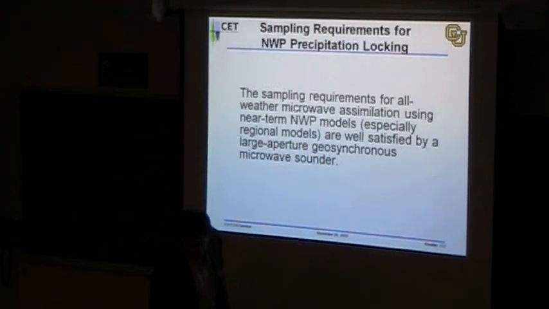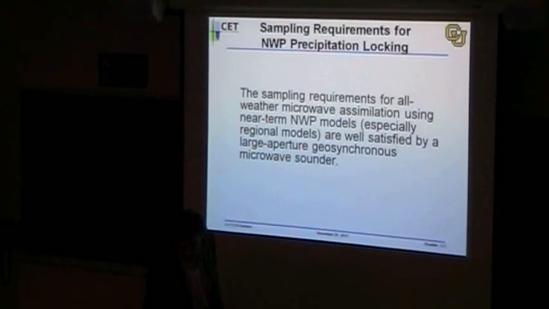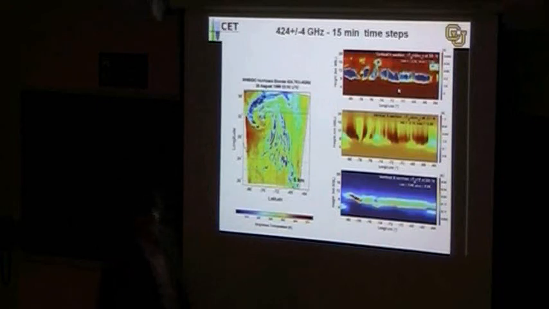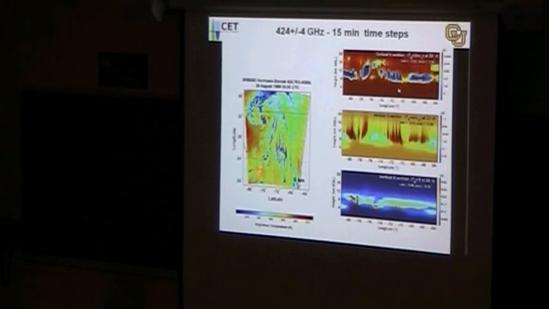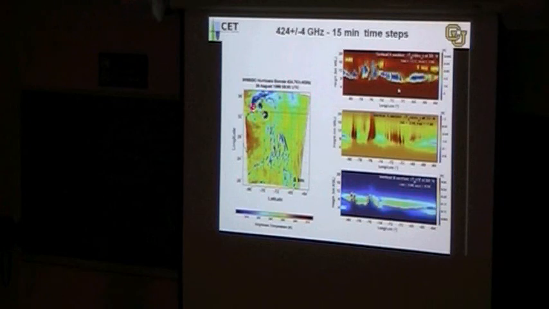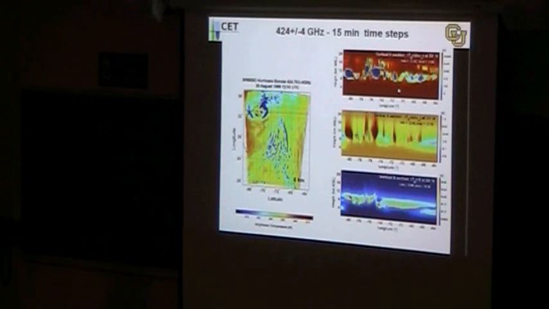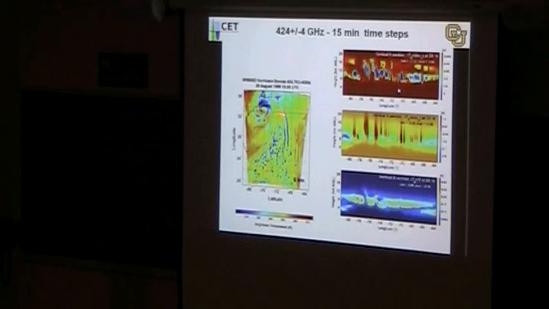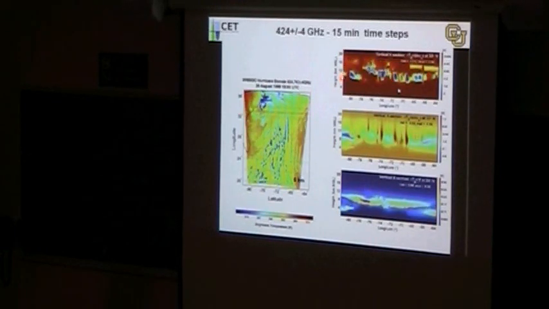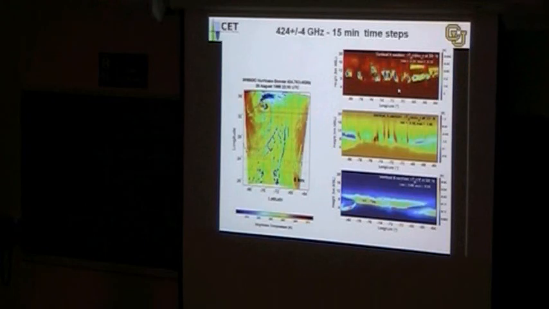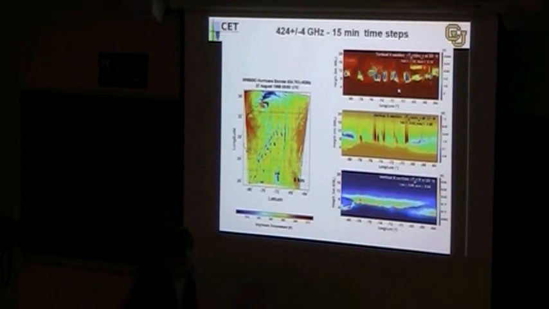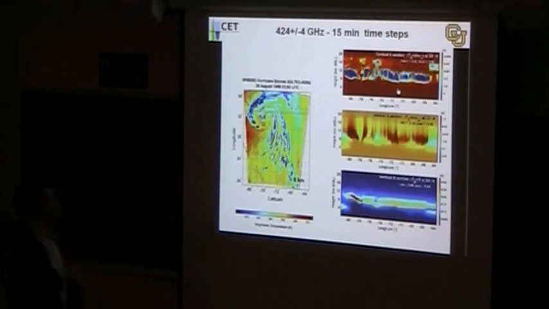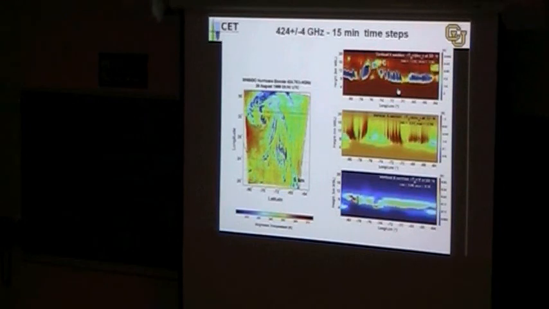What I want to point out here is the sampling requirements for this locking are well satisfied by this geomicrowave system. And I want to show you a couple of quick slides that prove that. This is at 424 gigahertz, and we can see the hurricane evolving. These are 15-minute time steps. We can also see a slice through this hurricane of what we call the Jacobian. Now, I'm not going to spend much time on the Jacobian because we don't have the time, but the Jacobian is the derivative of the brightness temperature with respect to the various parameters of the hurricane, rain rate, temperature, etc.